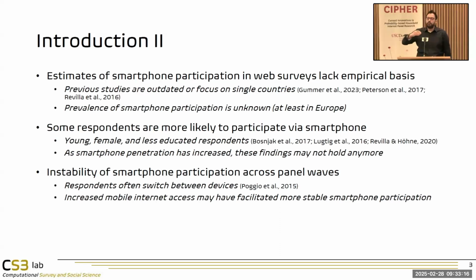We know somehow that smartphone participation in web surveys is increasing. All of you, would you agree with me? I think so, yes. But the point is, to what extent? And we lack information about that. And it's not just that we have short periods of time where we track smartphone participation, but we also don't know much about the stability. We don't know much about countries.